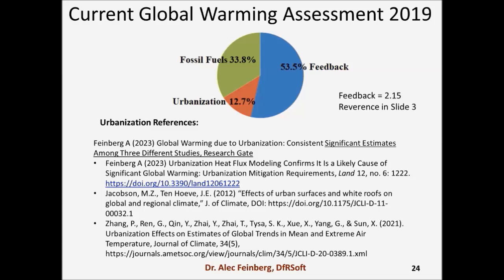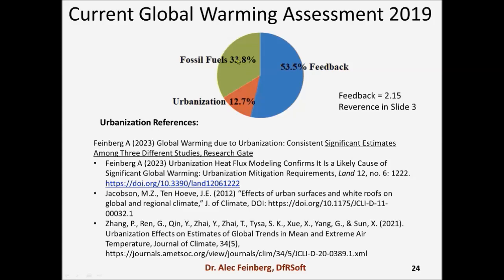Now, before we do that, I'd like to introduce my view of the current global warming assessment. In general, there are two things that are going on. There's what man is doing, which is called forcing. So that's the stuff that we do. We have some urbanization effect, painting the roads black, for example, with asphalt, and we have the fossil fuels that end up increasing the greenhouse gas.